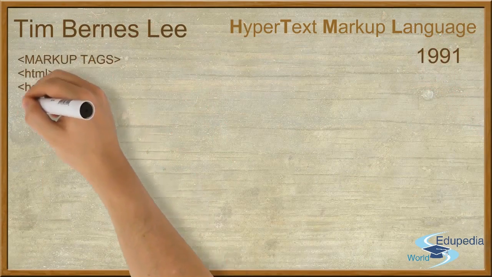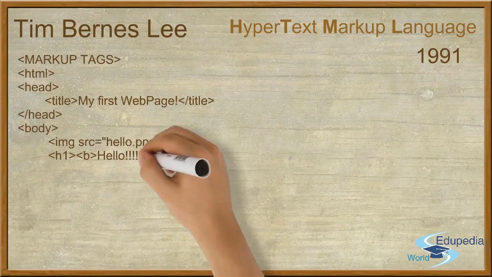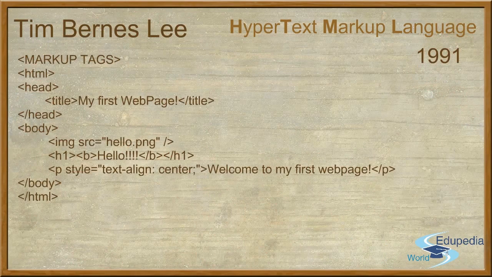Now, HTML was created by Tim Berners-Lee in 1991 in order to make the hypertext markup language usable on the internet. HTML contains several markup tags that are classified in groups of elements of a web page.